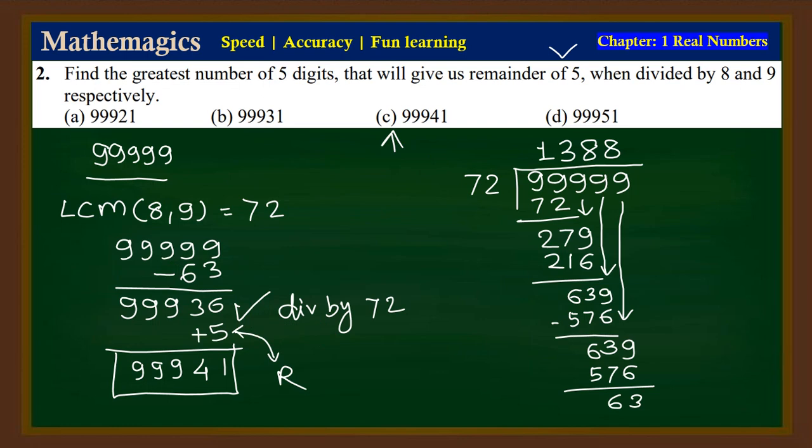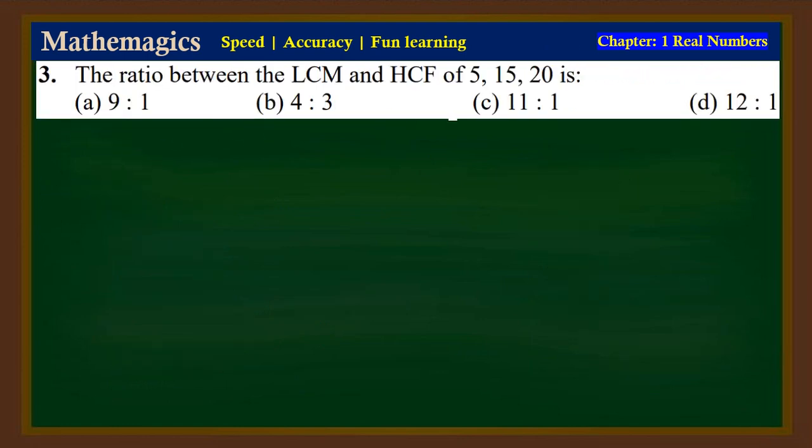So, dear friends, now we are moving to question number 3. The ratio between the LCM and HCF of 5, 15 and 20 is. So, dear friends, at first we have to write 5. What is the factor of 5? That is obviously only 5. Now the second is 15, where the factors are 3 into 5. Now the third is 20. It means 2 to the power 2, 2 into 2 into 5 is 20. So we got the factors of all three numbers.